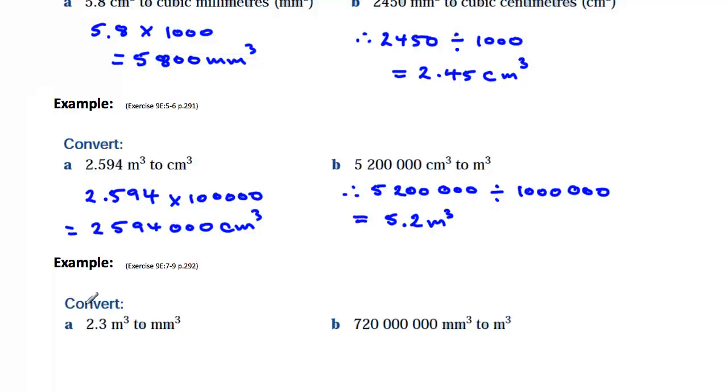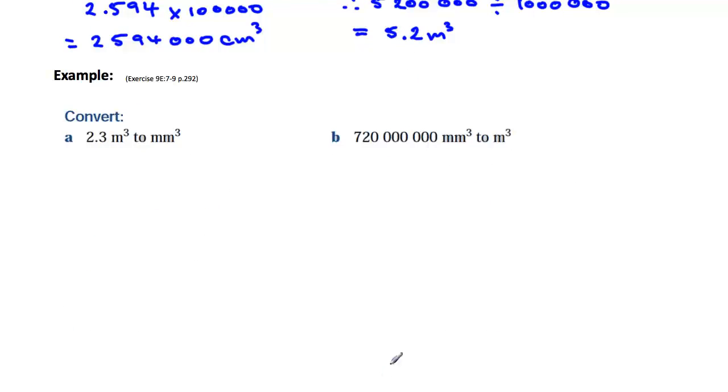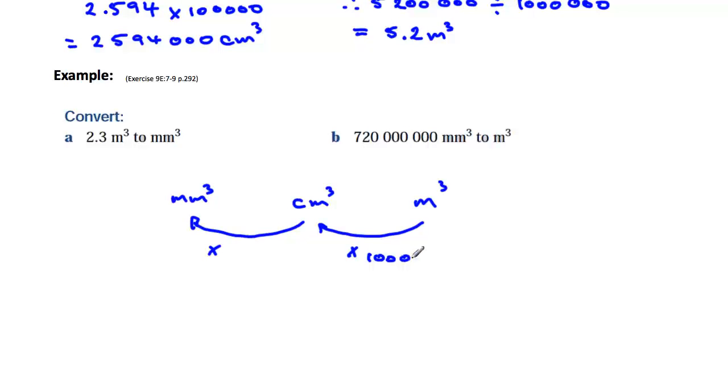All right, now we're going to our next one, and I'll just extend up the page. We're going from metres cubed to millimetres cubed. Let's do it again. We've got our millimetres cubed, centimetres cubed, and metres cubed. You should practice doing this. Now we're going from metres to millimetres. We're going this way. So this is going to be a times, remember? And we've got a factor of a million here, 1, 2, 3, 4, 5, 6, and a factor here of 1,000, 1, 2, 3.